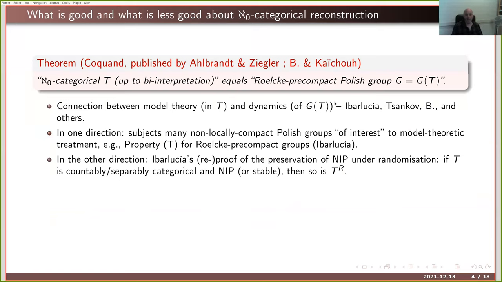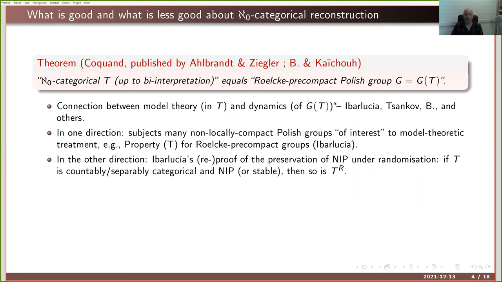So at some point a few years ago, I was highly interested in consequences of this, because it really was the beginning of a very nice, well, I guess I still am, a nice program, which says basically the following. If ℵ0-categorical model theory is the same thing as, well, basically Roelcke precompact Polish groups, well, then that gives you a very intimate connection between the two areas, and this actually goes in two directions.